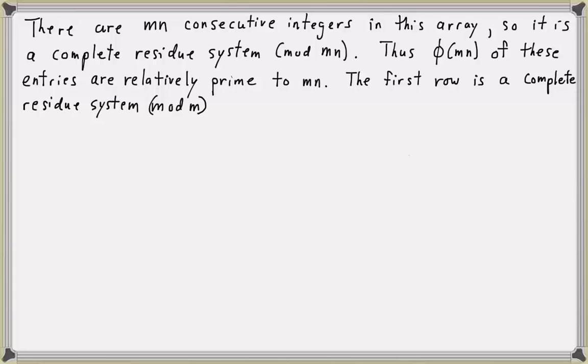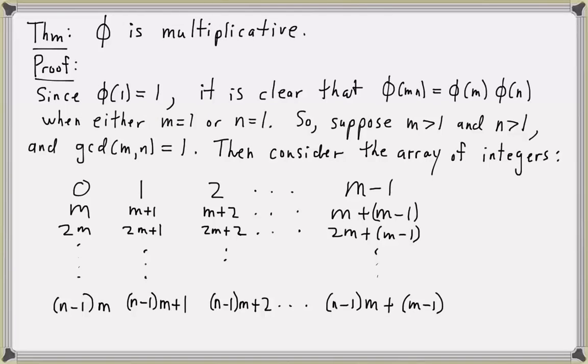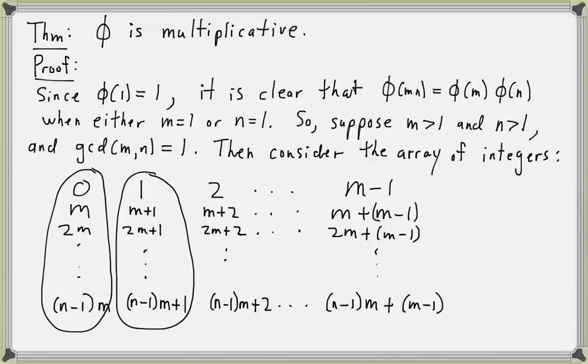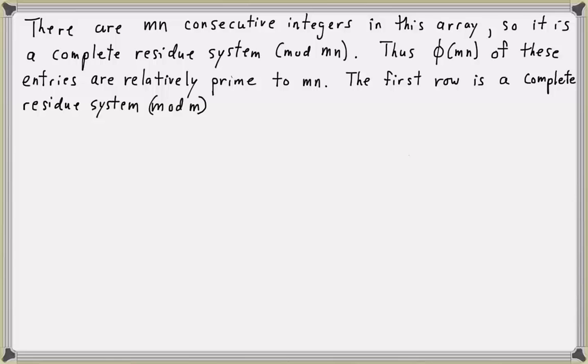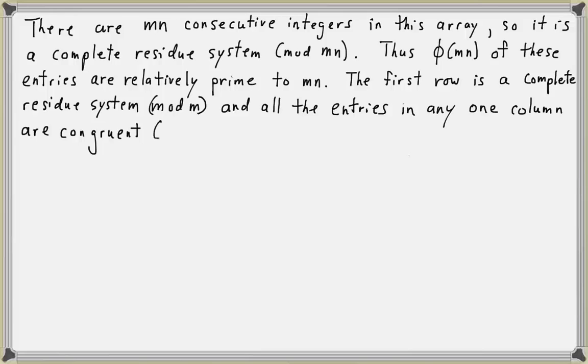If you look at the first row, it's a complete residue system mod m, and all the elements in any one column are congruent mod m. So if you look at the entries in any one column, for example the first column, all these numbers are congruent to 0 mod m. Second column, all these numbers are congruent to 1 mod m, and so on. So the first row is a complete residue system mod m, and all the entries in any one column are congruent mod m.